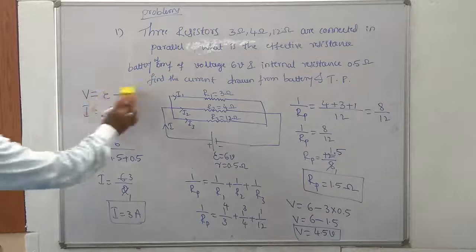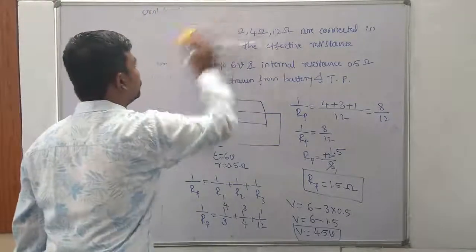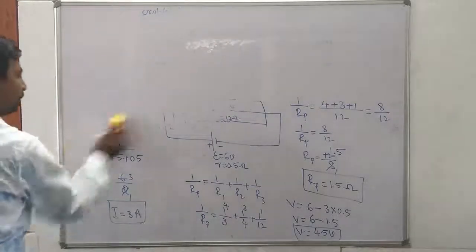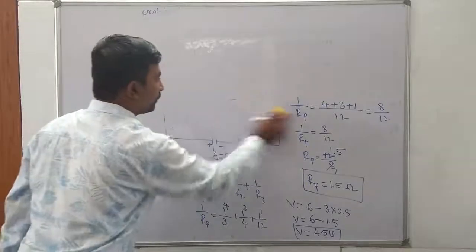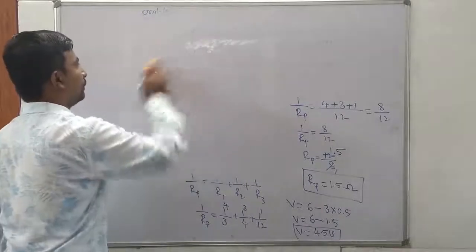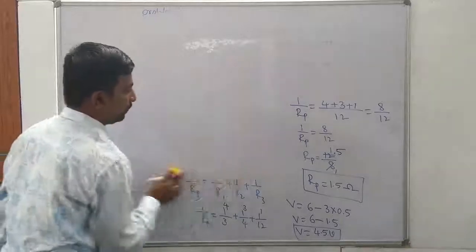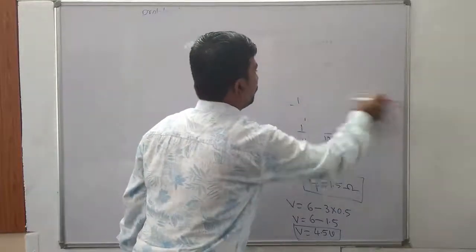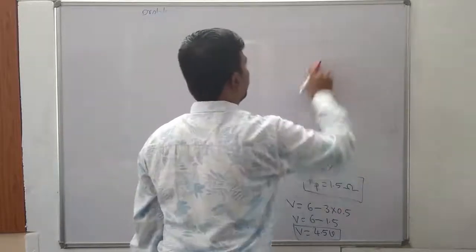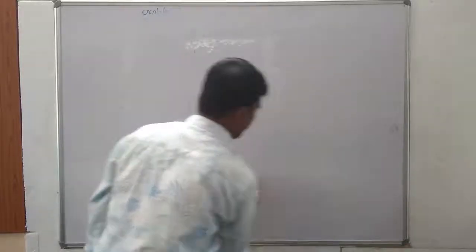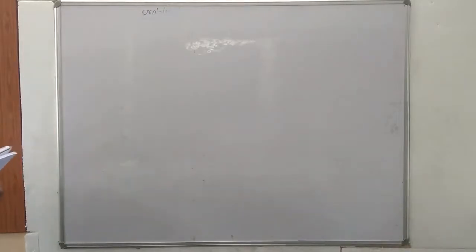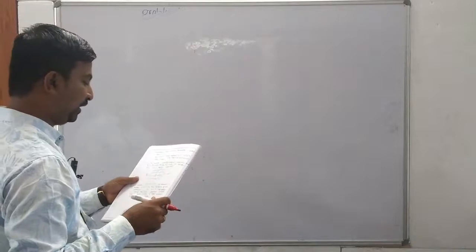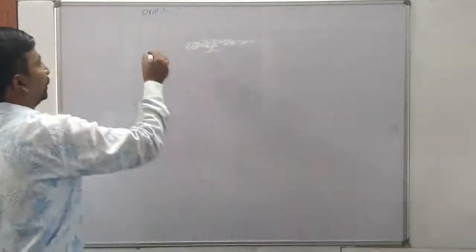Similarly, next problem. In the circuit, calculate the effective resistance between A and B. Second, the current through the 3 ohm resistor when 12 volt is applied across A and B. They have given a diagram now.